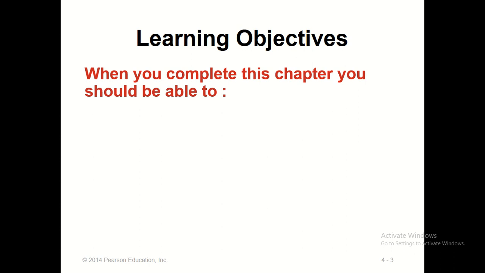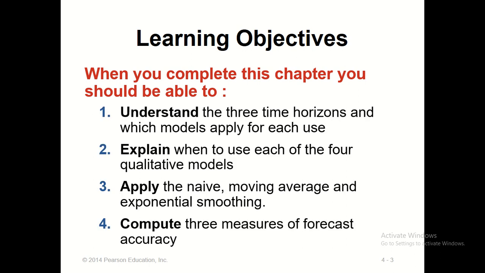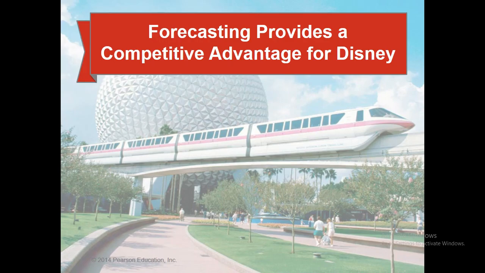So learning objectives: when you complete this lesson, you should be able to first understand the three time horizons and which models apply for each use. Explain when to use each of the four qualitative models. Apply the naive, moving average, and exponential smoothing. And compute for the three measures of forecast accuracy.